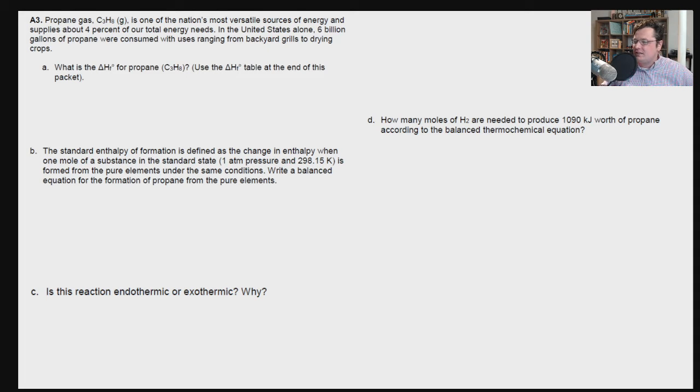So the first question is, what is the delta H of formation for propane, right? If we just look at the end of the packet, under the carbon part, there's going to be one that is C3H8, not C3H6, that's a different thing. That gives us a delta H of formation of negative 104 kilojoules per mole, that is the unit.